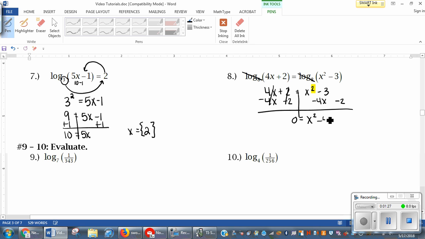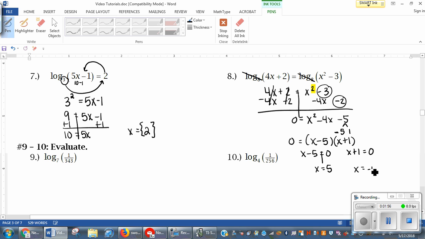Negative 4x doesn't have anything to combine with, but my negative 3 and negative 2 make negative 5. 5 times 1 is 5. I want a negative on the 4, so I'm going to say x minus 5, x plus 1. Set each of them equal to 0. Add the 5 to get positive 5. Subtract the 1 to get negative 1.